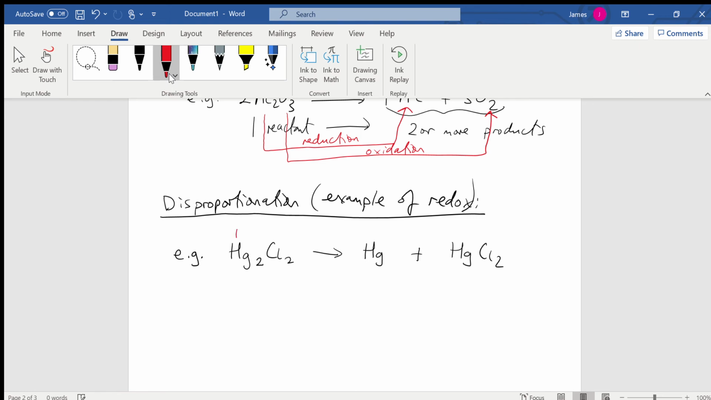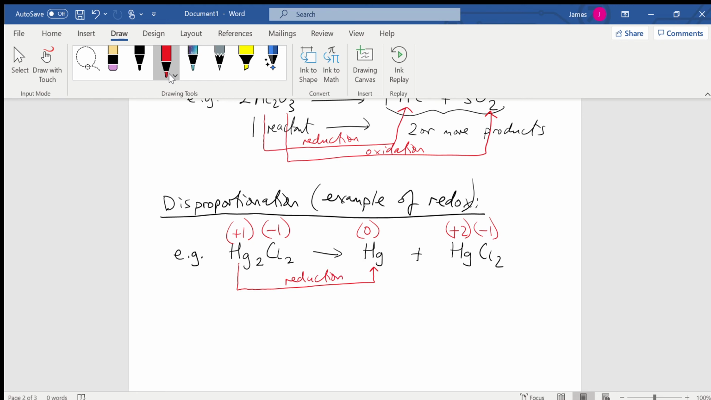So we have +1 for mercury, and we have -1 for chlorine, 0 over here for mercury, and we have +2 over here for that mercury, and -1. Okay, so notice that we've only got one source of mercury on the left, on the reactant side, and it's going from plus 1 to 0. That's a decrease, so that's clearly our reduction.